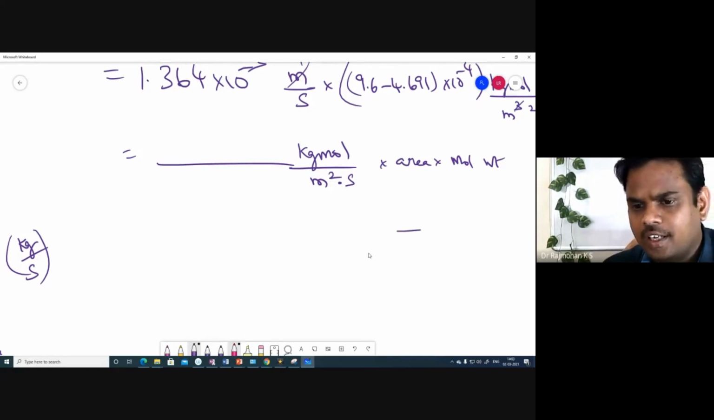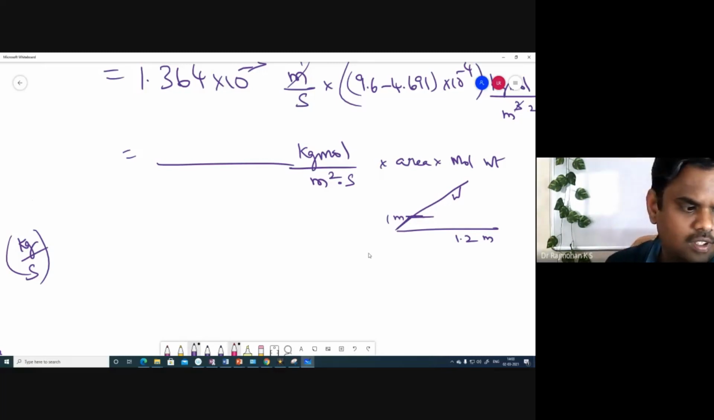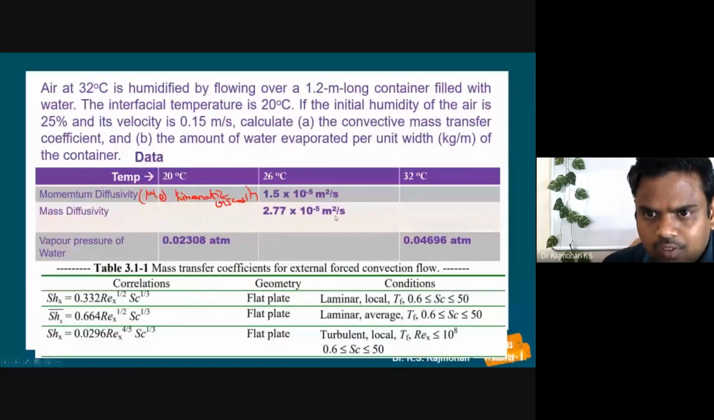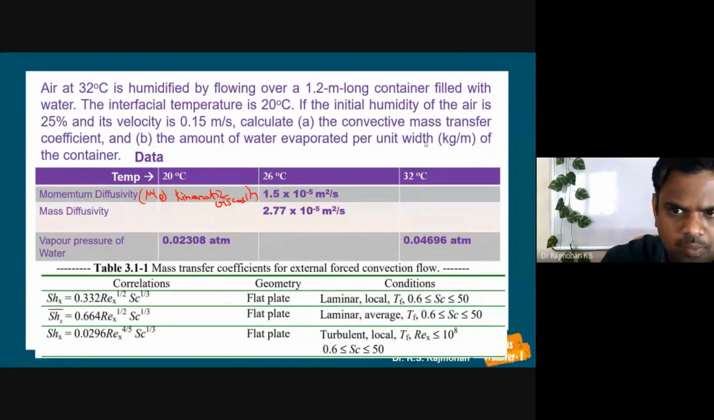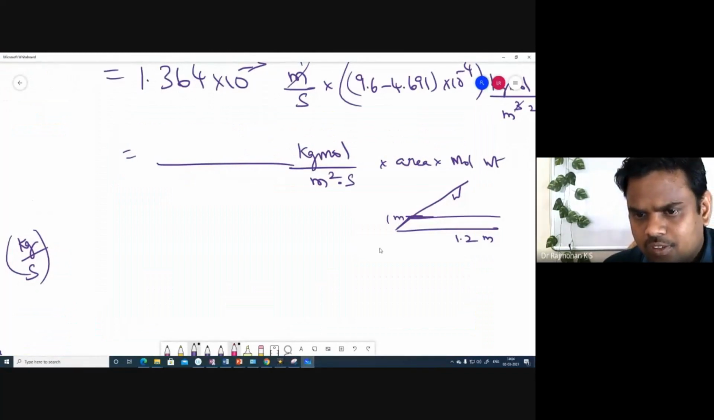Okay, so how to get the area? We know that length is 1.2 meters. We don't know what the width is. It can be infinite width, but what we can do is consider 1 meter width, because it is asked per unit width, right? Per 1 meter of width it is asked in the question. Please go through the question again. Per unit width is given, so we are going to take 1 meter. Per unit means per meter, right? So we can always take 1 meter width as well. So now what is the area? The area is 1 meter into 1.2 meter, which is 1.2 meter square.